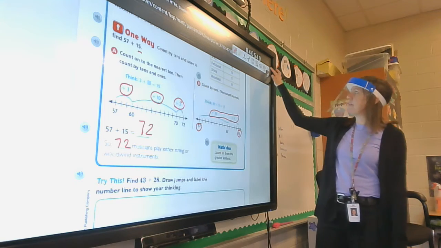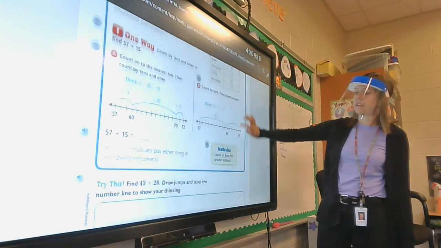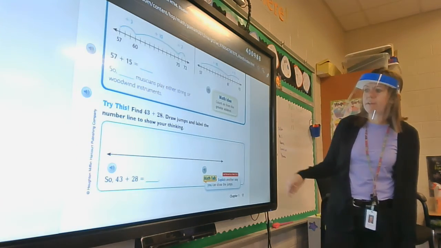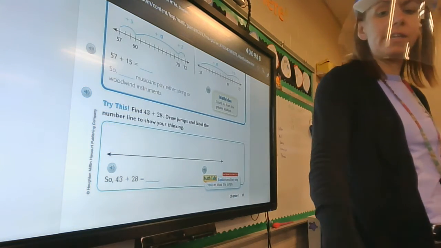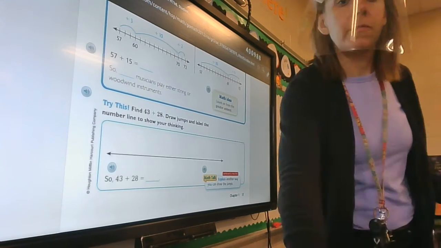Let's try the next problem. I want you guys to try this one on your own here. So this time you're adding 43 plus 28. So who thinks they can do that? So go ahead and try it.